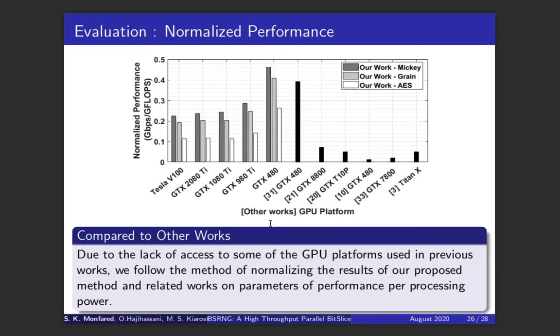In order to compare our work with other related efforts in the field, we have come up with a normalized performance evaluation, where the idea is basically normalizing the throughput by dividing the achieved throughput by the computational power of the GPU itself, which could be seen in the figure as well.